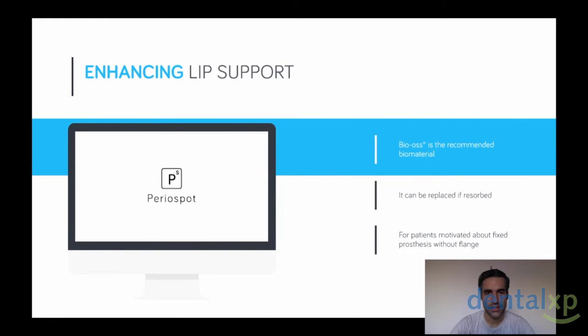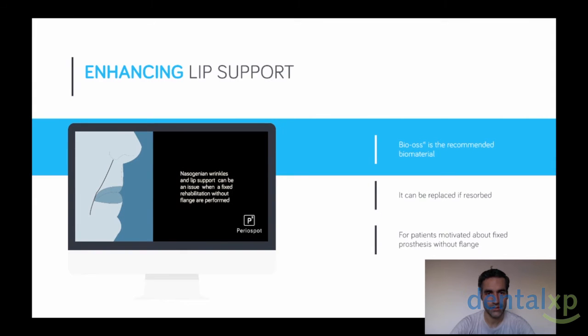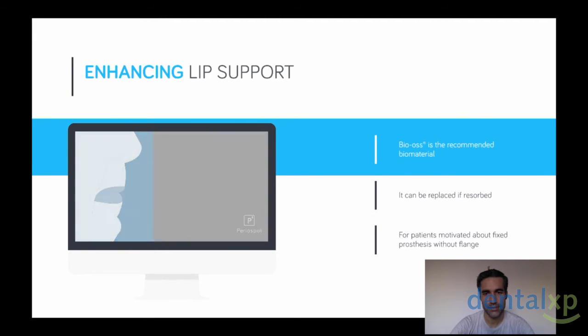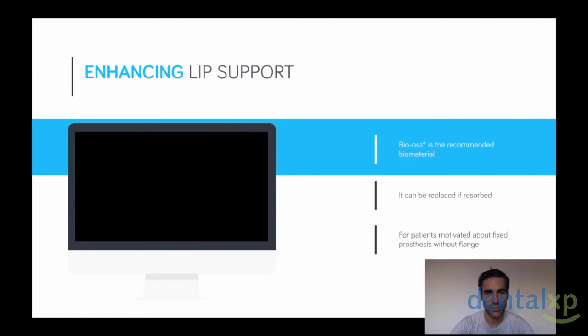So the idea is more or less like this one. As you can see, you have the nasolabial wrinkles. You want to remove them, and the only option is to place a biomaterial just below the nasal floor and buccally in the buccal bone. So it's a very easy technique, and it is a protocol that I took from the Periocentrum team, and it works quite well.